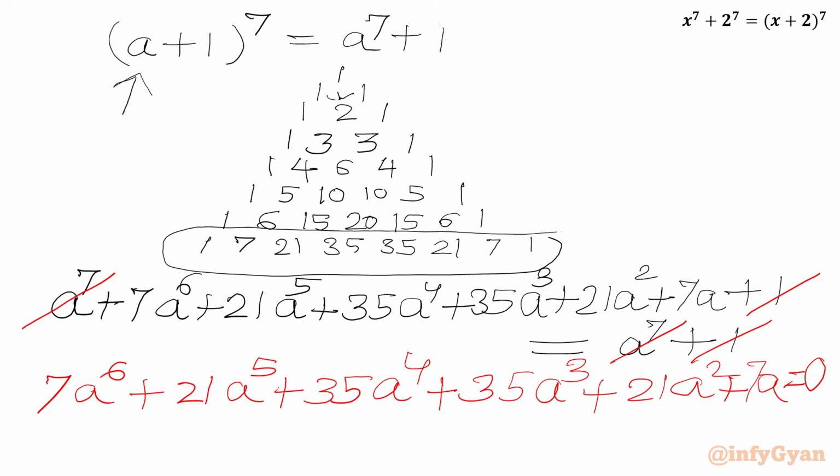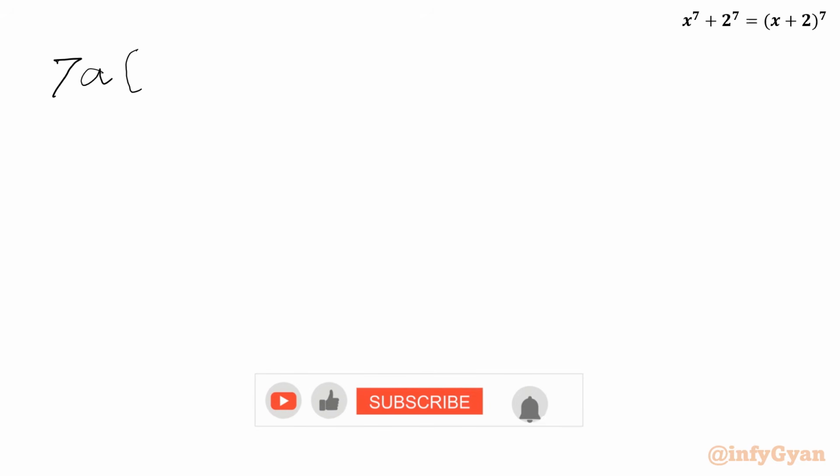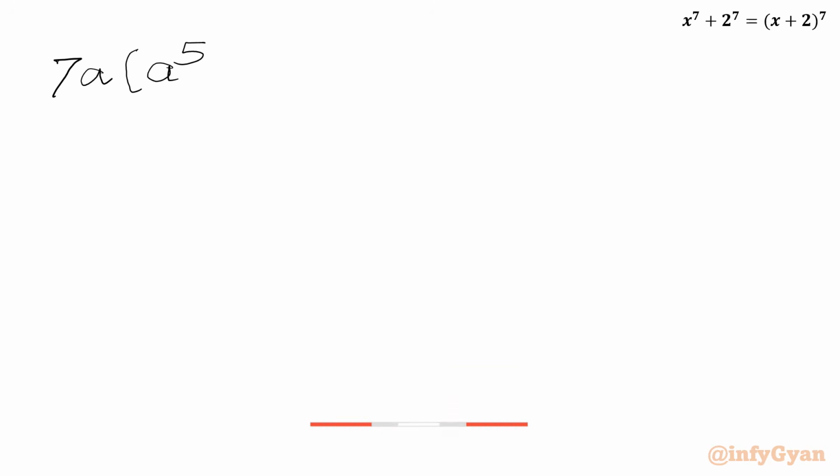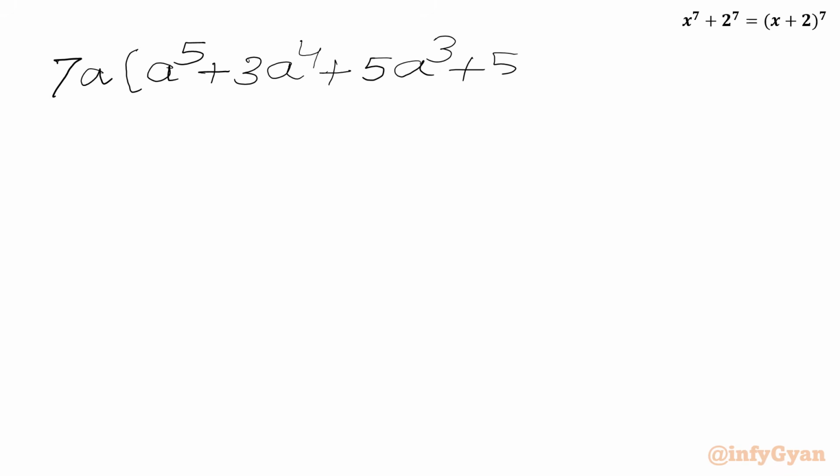Now we can take 7a common from LHS. Let me write here, 7a is common. In the bracket, we are going to get a power 5. It was 7a power 6, so plus 3a power 4 plus 5a cube plus 5a square plus 3a, and the last term would be plus 1. Once we take 7a common out, RHS would be 0. Now we will apply the zero product rule here.